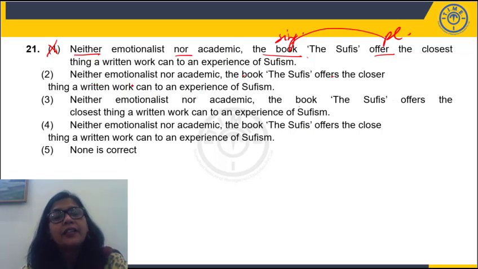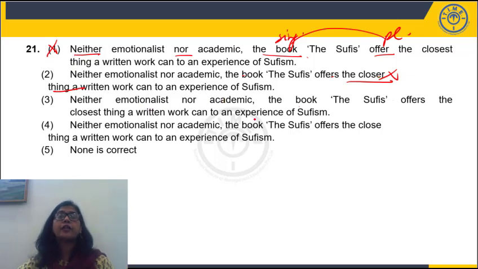It says neither emotionalist nor academic. Fine till here. The book the Sufis offers, fine here too. Offers the closer thing a written work can. A closer thing. What is meant by a closer thing? Yes, ruled out.